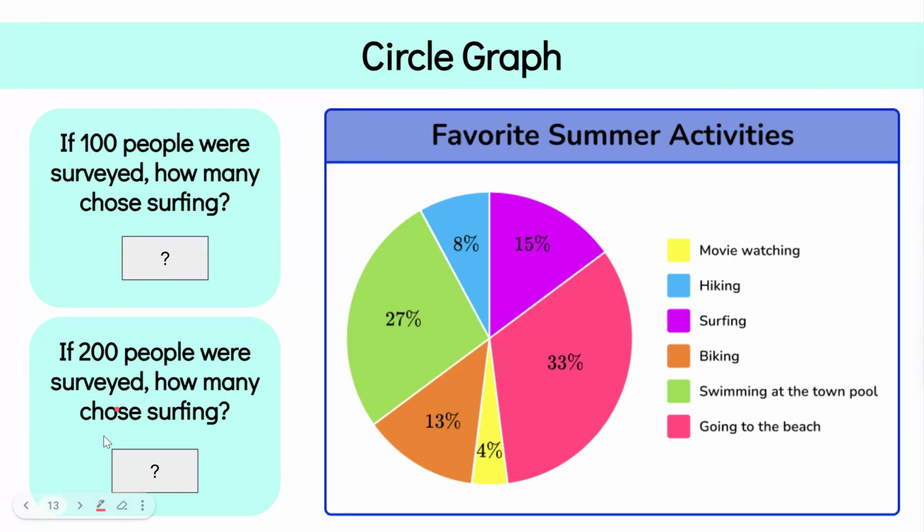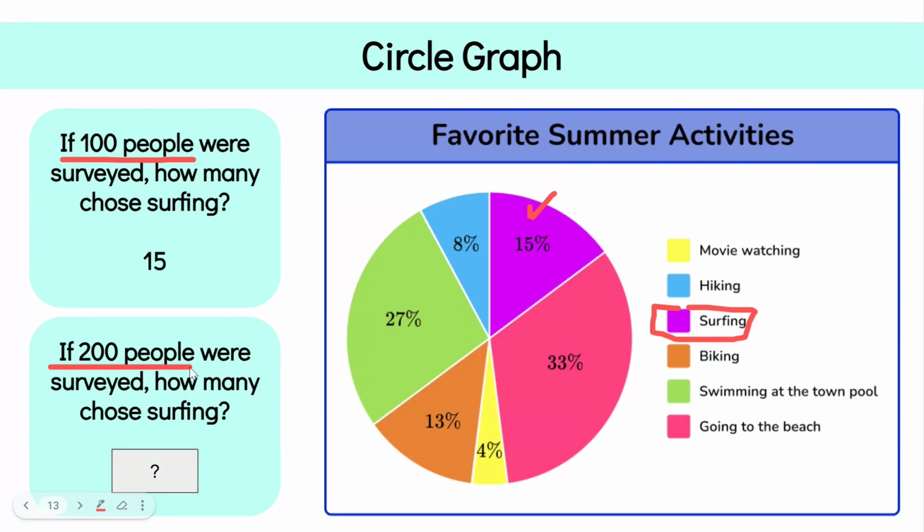Okay. If 100 people were surveyed, how many chose surfing? Surfing's right here. This is purple. Again, another good time for you to pause this video and try to answer these questions yourself. If 100 people were surveyed, 15% chose surfing, and percentage is already out of 100. So conveniently, if you're asking 100 people, that percentage does tell you the number of people, but that only works if it's out of 100.